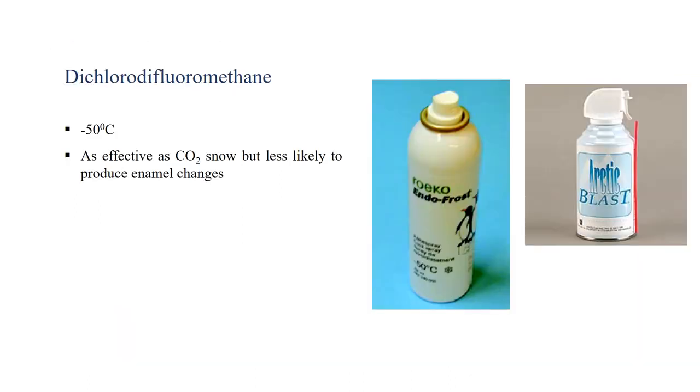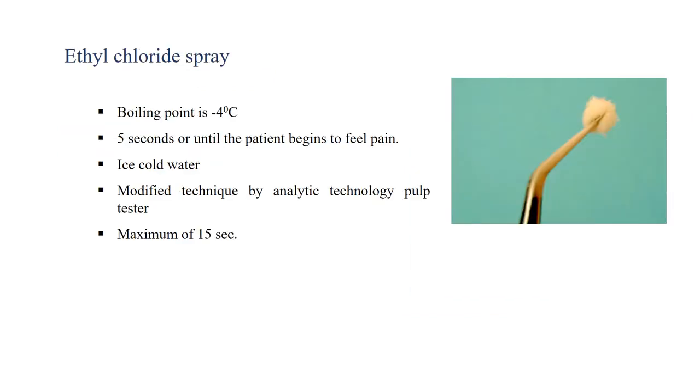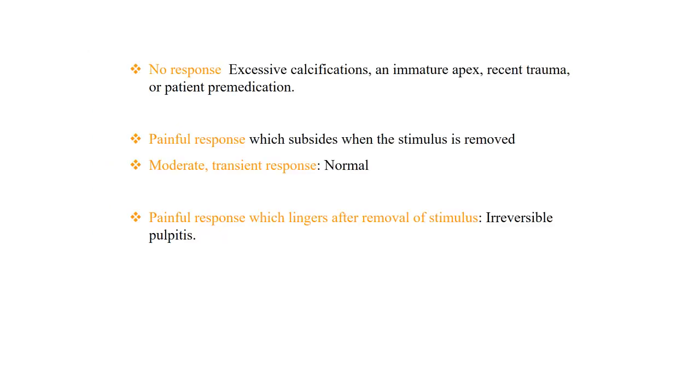Now, dichlorodifluoromethane is a cold testing medium, and it is not as low a temperature as carbon dioxide, but it does not produce any enamel changes. Similarly, ethyl chloride spray also. And all you have to do is spray it on a cotton pellet which is held with the help of a tweezer, and then keep it on the tooth to be tested, that is the incisal third. And then you can be safe with this, because you don't have to keep it for 5 seconds. You can keep it for as long as 15 seconds before any response is elicited.